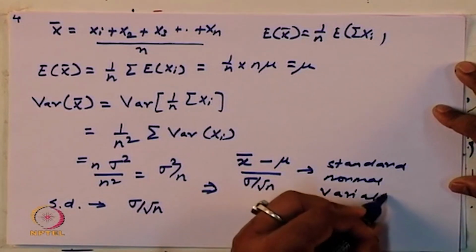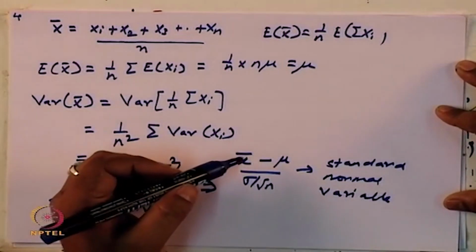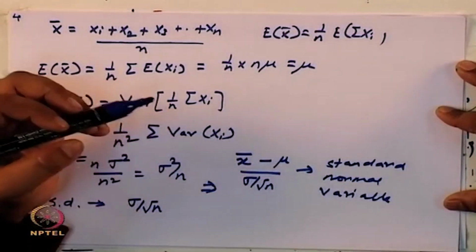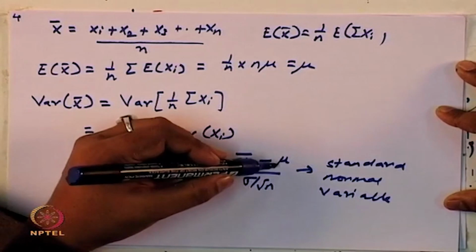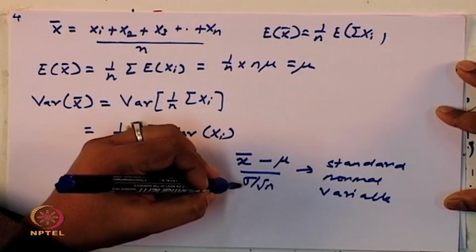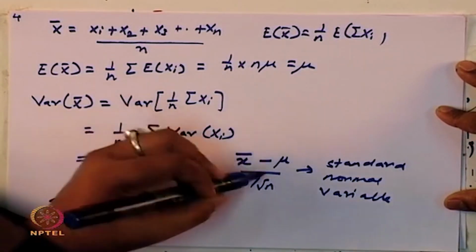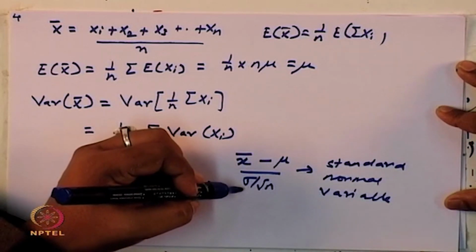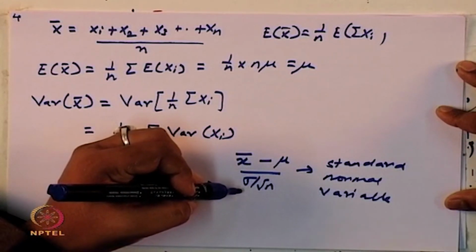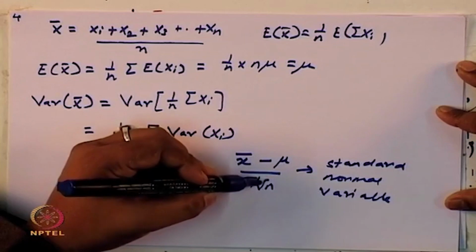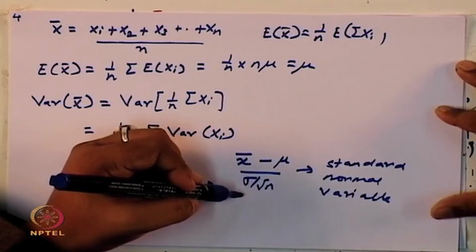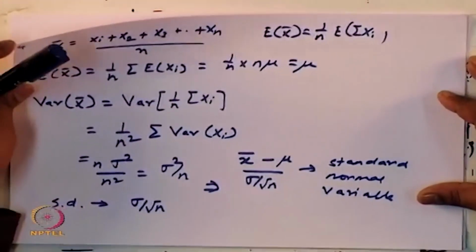Okay. So, there are two major differences. For summation x_i, your mean is n mu and the standard deviation is sigma root n, but for x bar the mean is mu and the standard deviation is sigma by root n. So, in one case you have sigma root n, in the other case you have sigma by root n. Okay. So, let us try doing a few examples of the sample mean.